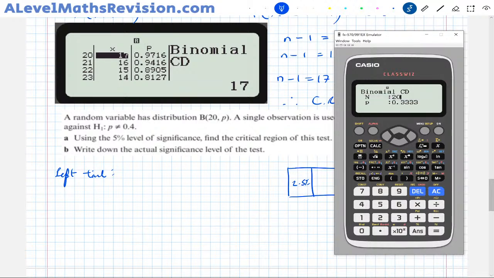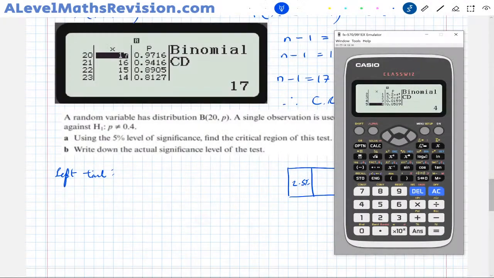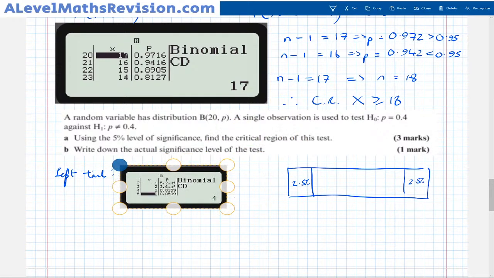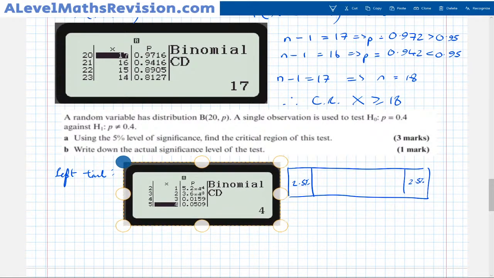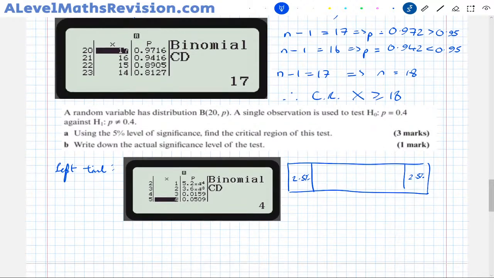And the number was 20, and the probability of success was 0.4. So we're looking for it going over 2.5%, and we can see there it happens. So showing you here, we can see that it goes from rejection to non-rejection between 3 and 4.